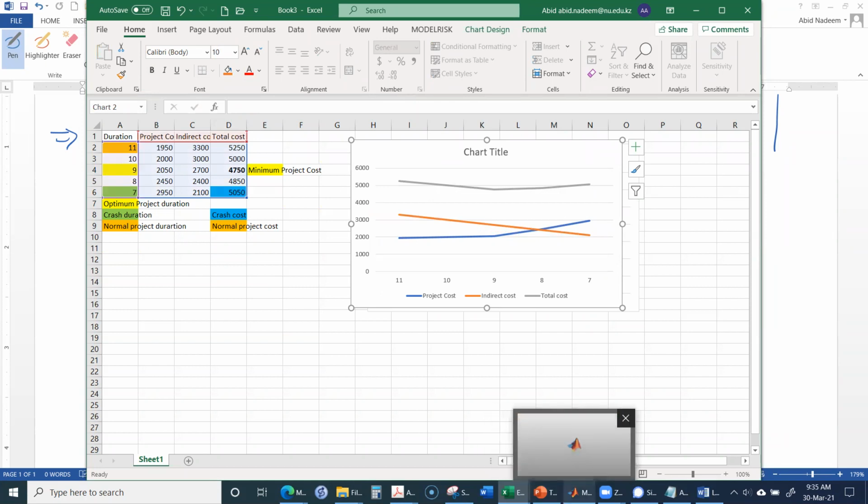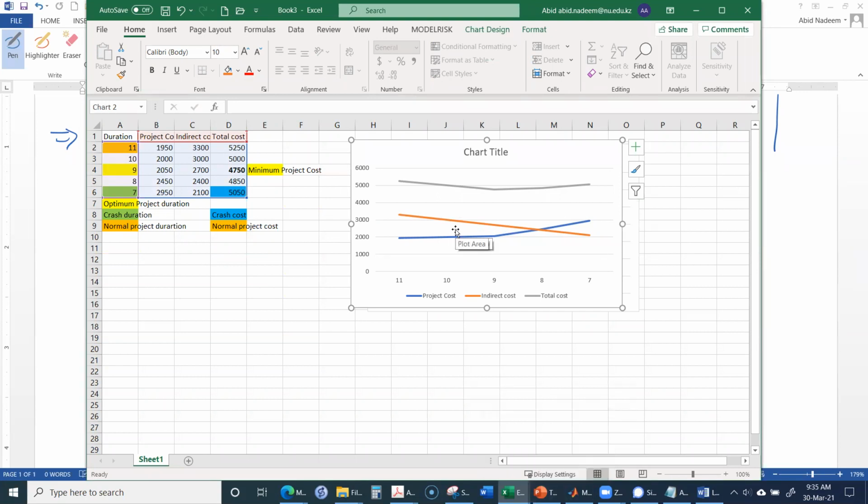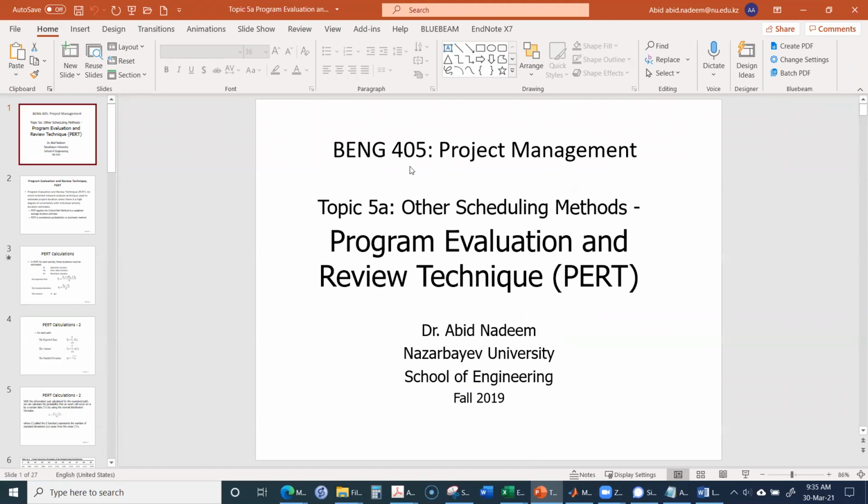Okay, next, because we are talking about the topic of risk, and the risk topic we can consider in many ways. Before, we also took the example of risk with simulation. Now we can also consider the example of risk by the method which is called PERT.